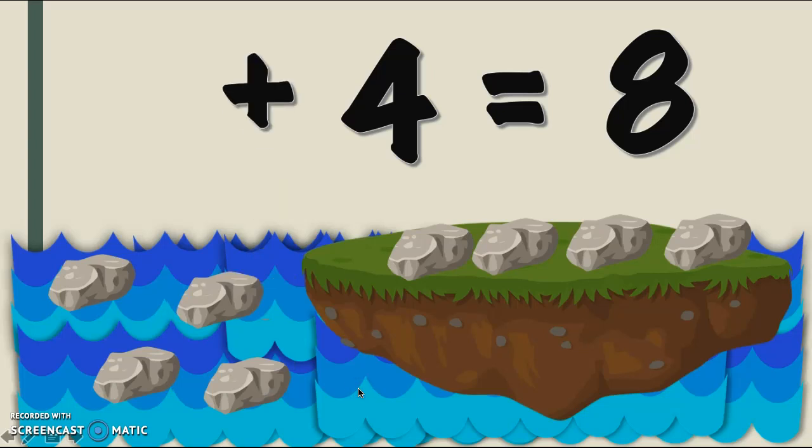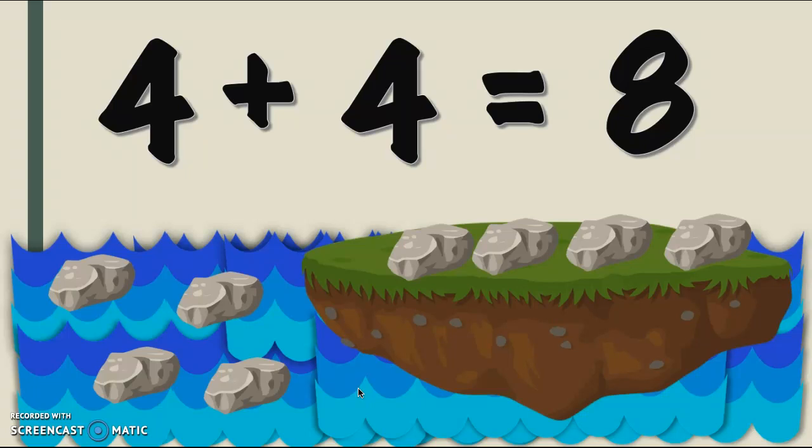So I'm going to say plus. And then how many water rocks did you see, friend? Perfect. Yeah, 4. All right, so our number sentence is 4 plus 4 equals 8. Or I can read it from the other direction. 8 is equal to 4 plus 4. Is that what you did, friend?